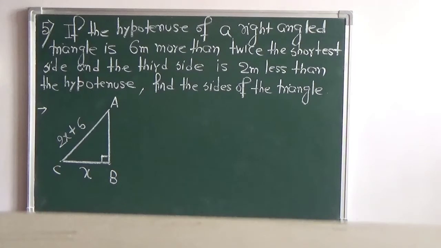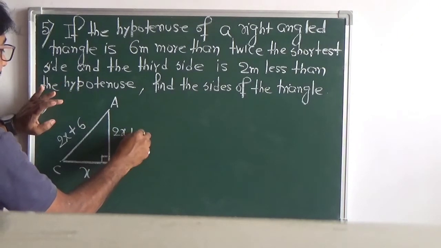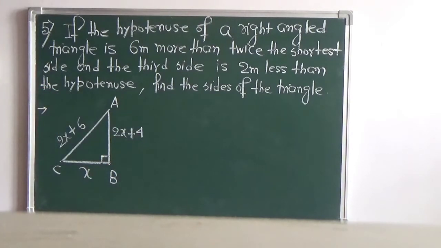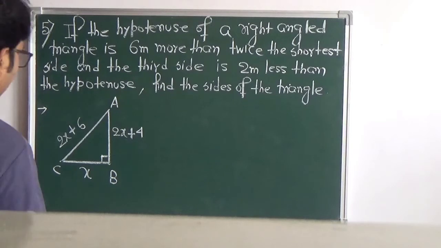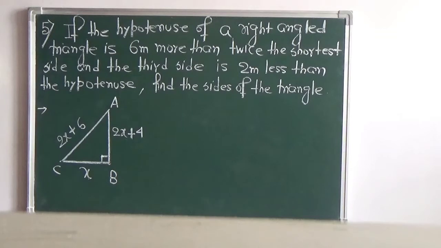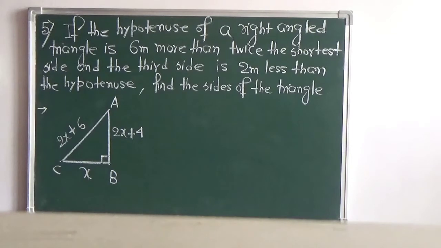And the third side is 2 meter less than the hypotenuse. So this side is 2 meter less than this. So this will be 2x plus 4. Right? Mark the sides properly. We have taken the shortest side as BC, which is equal to x. Then the hypotenuse is 6 meters more than twice the shortest side. So twice of the shortest side is 2x and 6 meter more, so plus 6. The third side is 2 meter less than the hypotenuse. So 2x plus 6 minus 2, that gives you 2x plus 4.